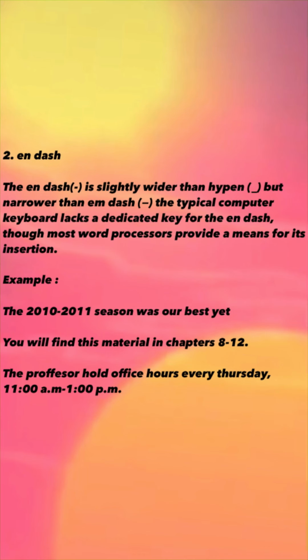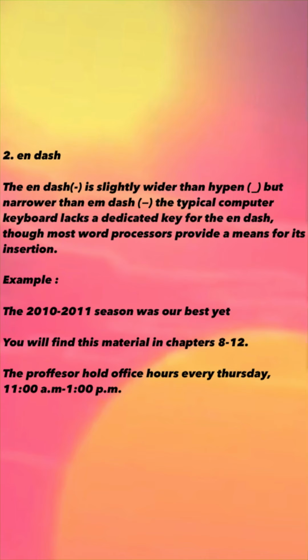The second one is the N dash. The N dash is slightly wider than the hyphen, but narrower than the M dash. The typical computer keyboard lacks a dedicated key for the N dash, though most word processors provide a means for insertion. Let's take a look at an example.